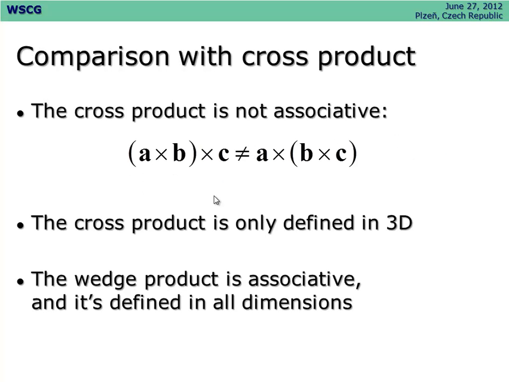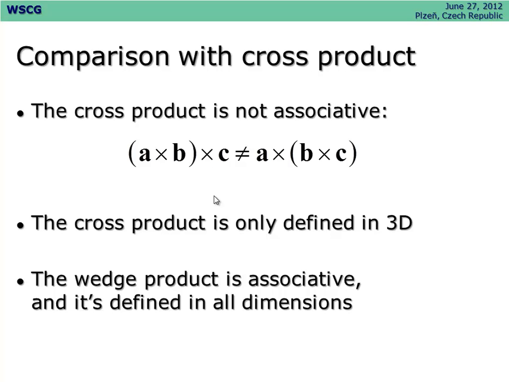Now, the cross product is not an associative operation. So it takes A cross B and produces another vector, which we cross with C. That's not always the same as A cross B cross C. And the cross product is only defined in three dimensions. But the wedge product is associative. It doesn't matter where we put these parentheses for the wedge product.